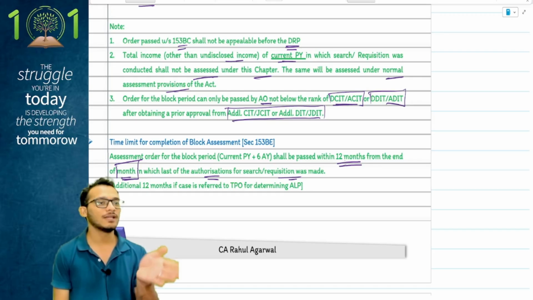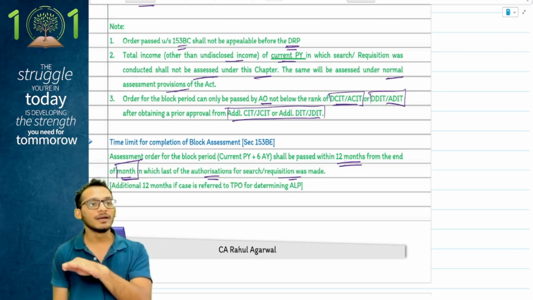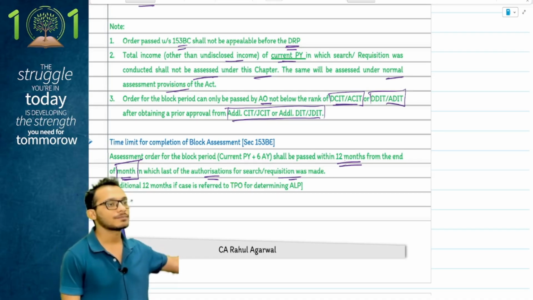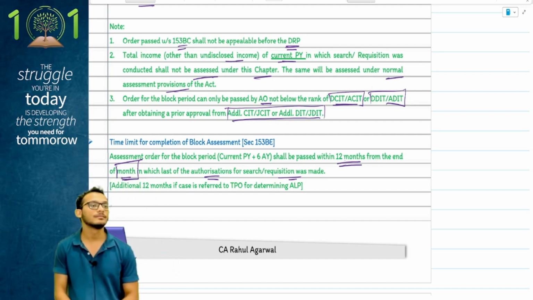For original it is end of the assessment year. For reassessment it is end of the year in which the notice is issued, and for block it is end of the month in which the search is completed.